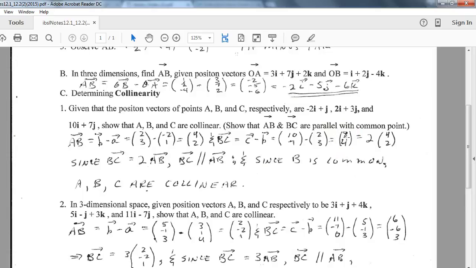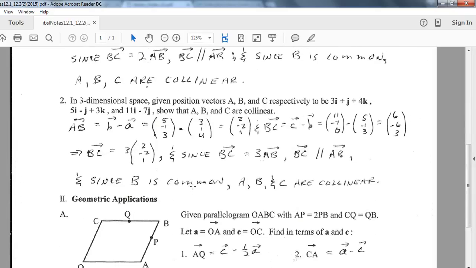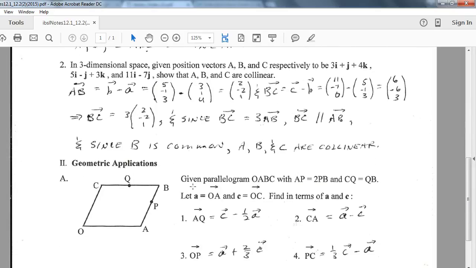If this is 8, 4, and this is 4, 2, well, one is simply a scalar multiple of the other. If I take these numbers and double them, then I get vector BC. And so if one is a scalar multiple of the other, then I know they're parallel. Because they're parallel and because they have the common point of B, then I know that they are collinear to each other.